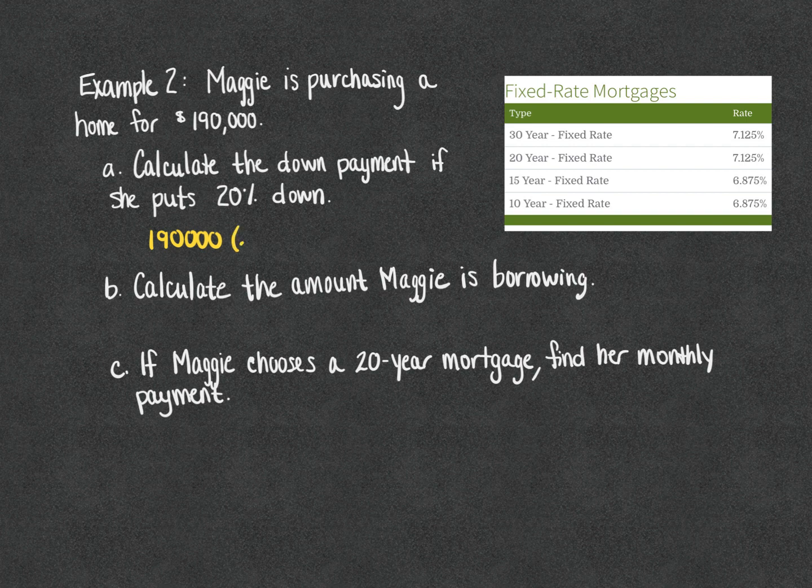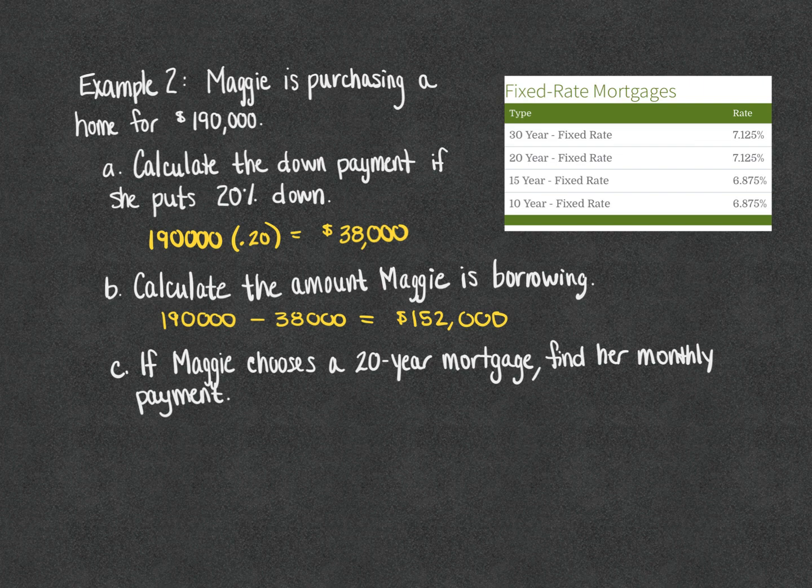So if we take 190,000 and find 20% of that, we find that Maggie is going to have a down payment of $38,000. So again, that's what she gives them right away before she takes out her mortgage. She will then borrow the rest of the money needed in order to purchase her home. So the 190,000 minus the 38,000 means that she only has to borrow $152,000. Again, still a lot of money, but it's also a lot less than $190,000.